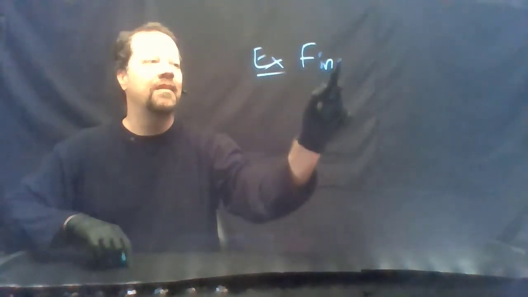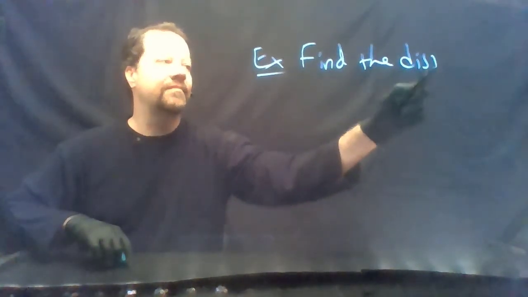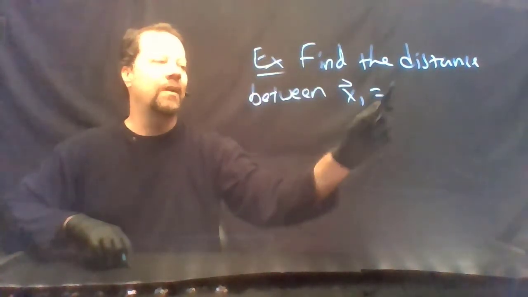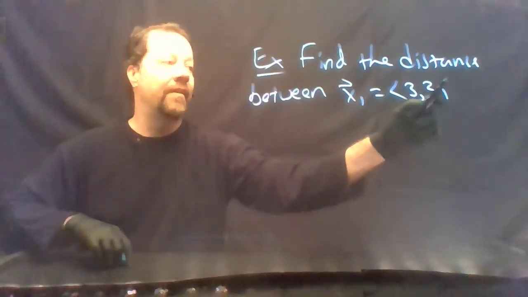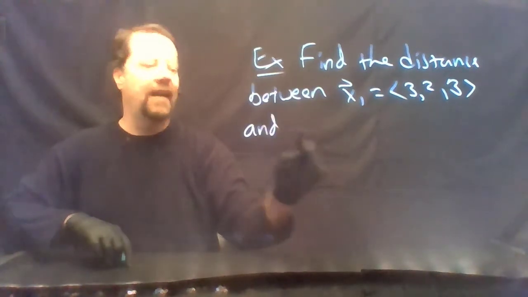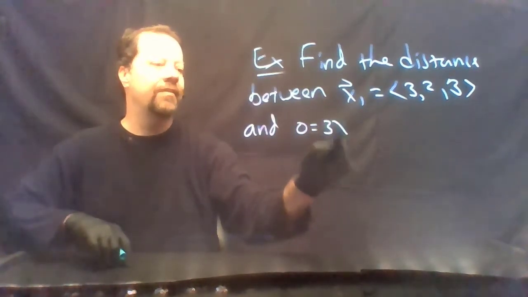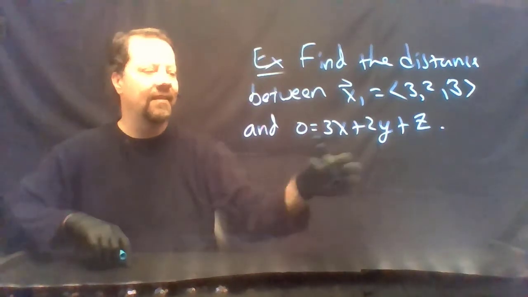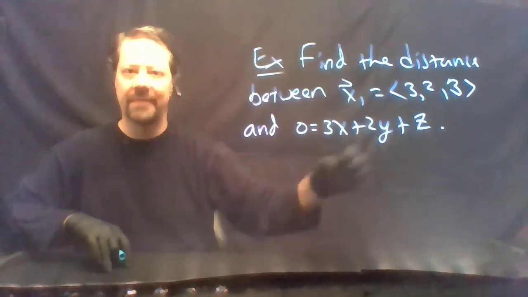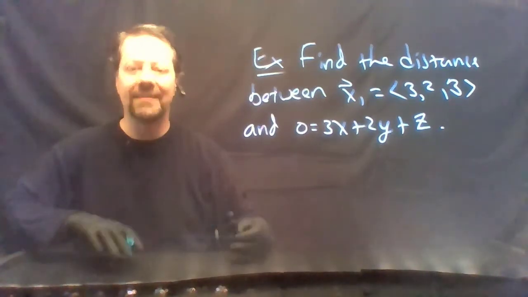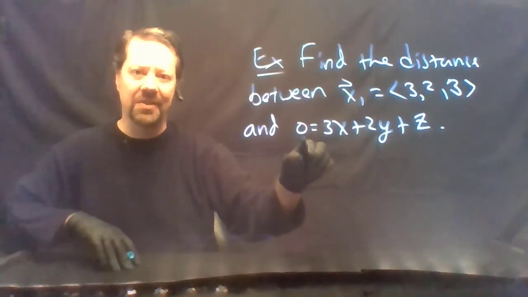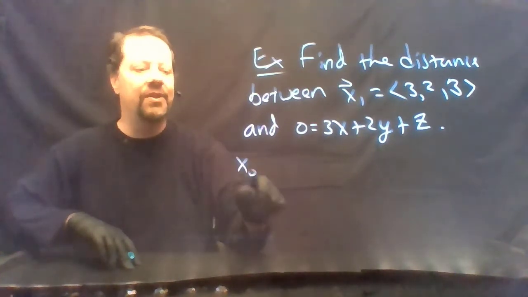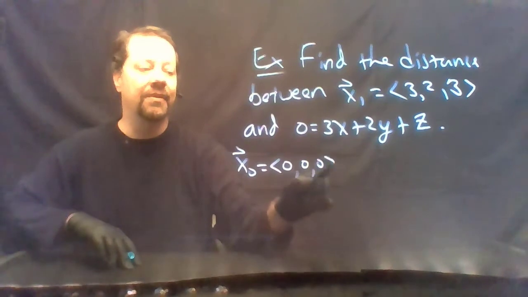For example, let's find the distance between the point x1, which we'll say has coordinates 3, 2, 3, and the plane 0 equals 3x plus 2y plus z. Now, this plane, and it is a plane because the powers on x, y, and z are all 1. That means it's flat. This plane passes through the origin. 0, 0, 0 is a point on this plane. So why don't we choose x0 to be the point 0, 0, 0?